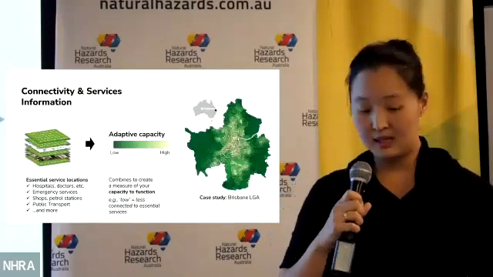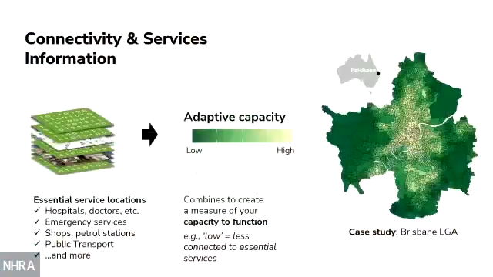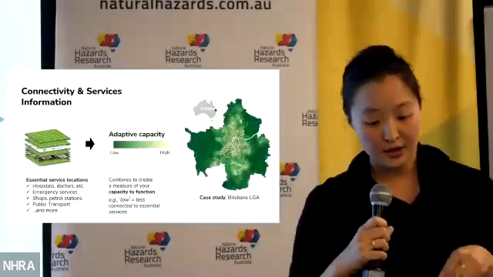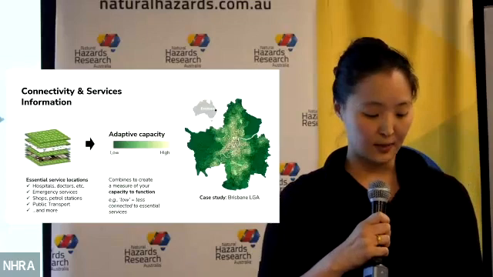The last component is connectivity and services, and we summarized a variety of services at the statistical area level 1. These combine to create a measure of your capacity to function. So a lower adaptive capacity means you're less connected to these essential services. On the map, low adaptive capacity is represented by the darker green, which is concentrated around the edges of Brisbane City. In general, more services in the city are concentrated in the center, which means they have higher adaptive capacity.